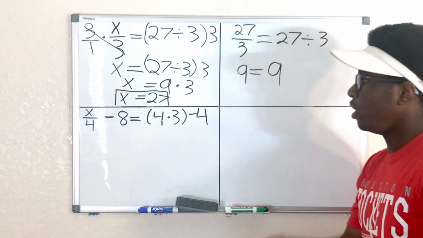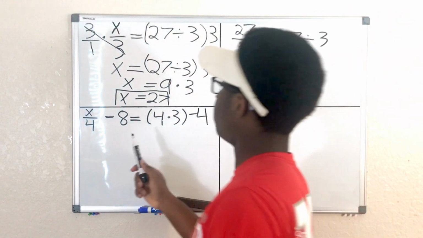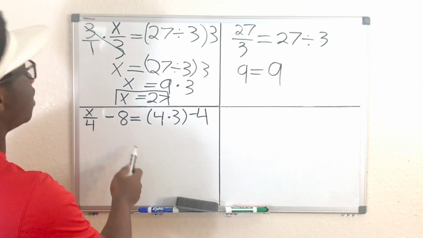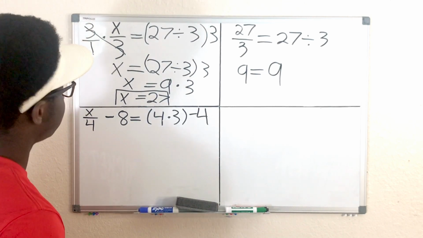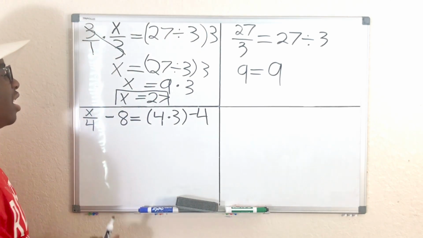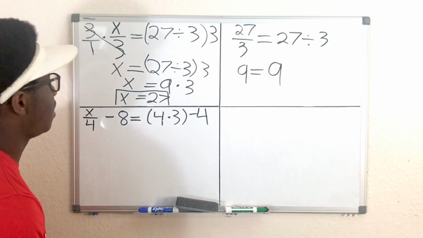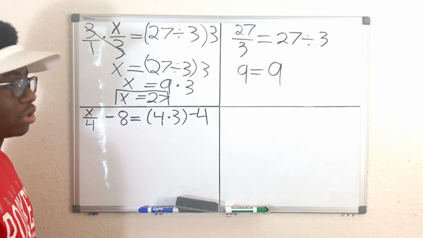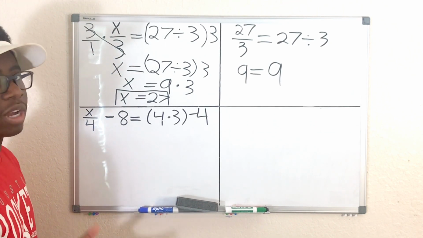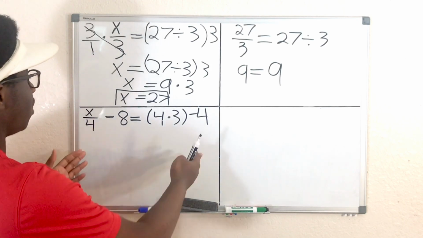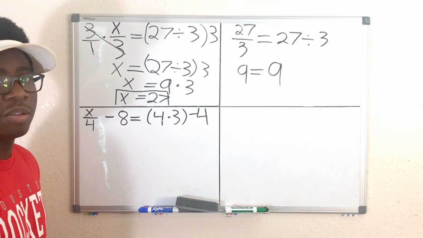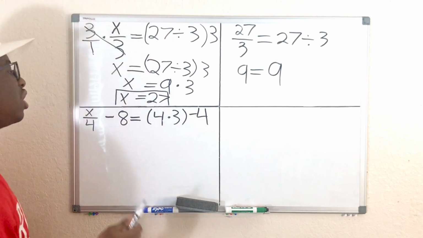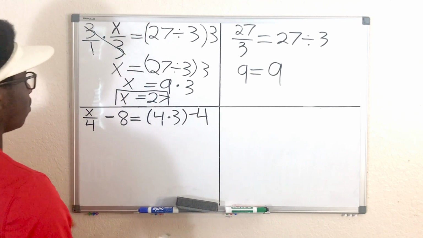Alright guys, so next we have this equation, X divided by 4 minus 8 is going to be equal to 4 times 3 minus 4. So again guys, let's break these questions down into smaller sizes. I think a problem that most of us face is that our mindset is off. We see a long problem and automatically we're just like, I don't think I can solve it. Don't think that way. Always think you can do this. So we can do this.